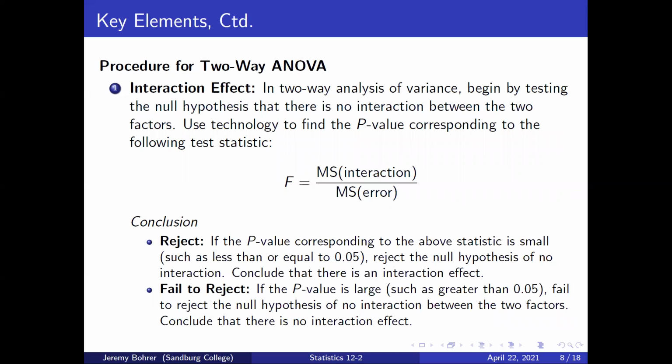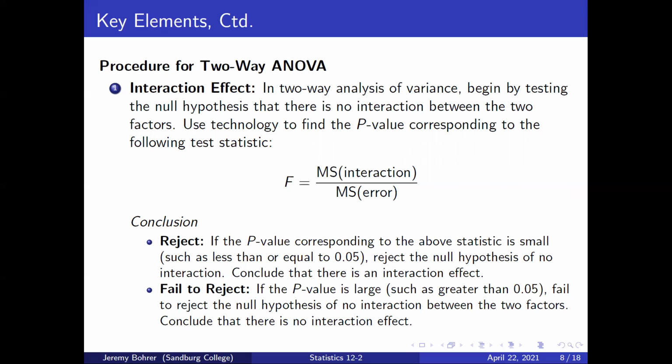Procedure for two-way ANOVA. Interaction effect. In two-way analysis of variance, begin by testing the null hypothesis that there is no interaction between the two factors. Use technology to find the p-value corresponding to the following test statistic: F equals MS interaction over MS error. Conclusion: reject if the p-value corresponding to the above statistic is small, such as less than or equal to 0.05, and reject the null hypothesis of no interaction.